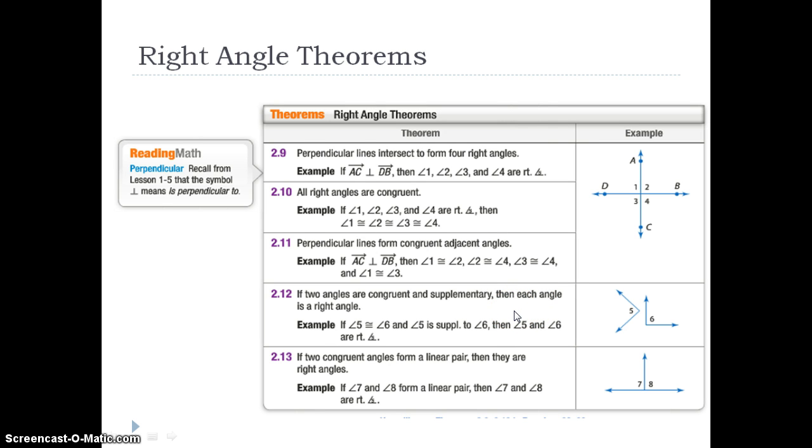If two angles are congruent and supplementary, then each angle is a right angle. So let's think about that. If it's congruent and supplementary, it has to add up to 180, and they both have to be the same. So that would mean that both of them would have to be 90 degrees, which are right angles. If two congruent angles form a linear pair, then they are right angles. So here we have angles 7 and 8 forming a linear pair, and I'm going to tell you that these two angles right here are congruent, which means that they would both have to be 90 degrees.